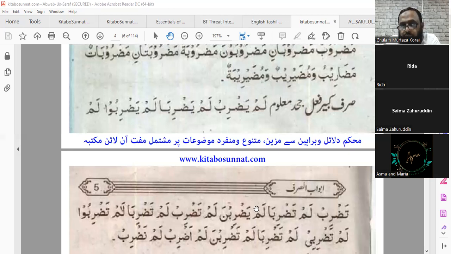Number 2, now when lam enters into fi'l mudare, the meaning is also changed. What is the meaning? It gives the meaning of fi'lul madhi al ma'lum manfi, that is, the negative meaning of fi'lul madhi al ma'lum. Like we learned about ma daraba, meaning he did not hit or he did not kill. When lam is entered, like lam yadrib, the same meaning is given by this word. It also means he did not kill or he did not hit. Lam tadrib, she did not hit. Ma darabat, she did not hit.